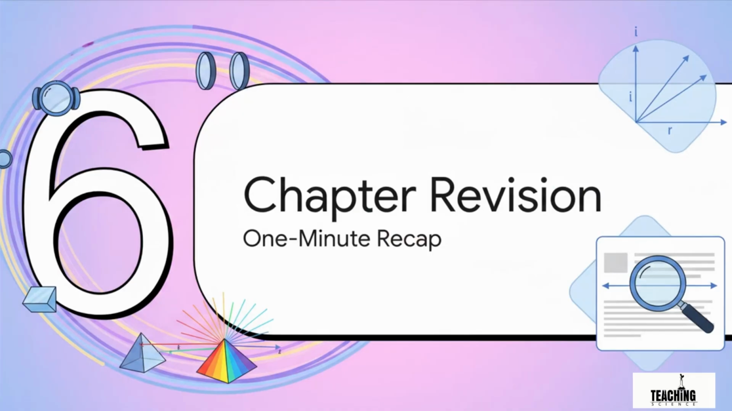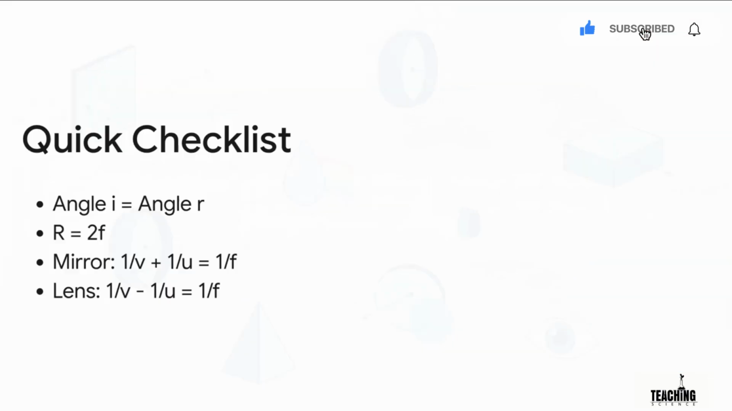Section 6. Complete chapter revision. 1-minute recap. Wow, congratulations. You have made it through all the core concepts of this incredibly important chapter. You've done amazingly well. Now, let's solidify your learning and lock it into your brain with a rapid-fire revision. I want you to go ahead and take a screenshot of this visual summary card right now. This is your ultimate revision checklist.